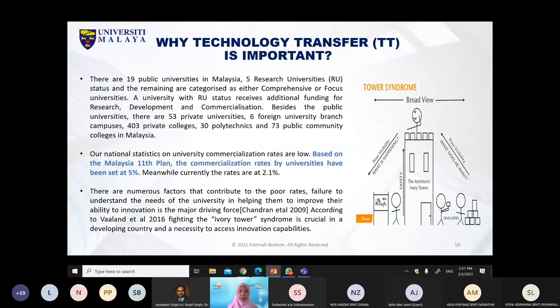Failure to understand the needs of the university in helping them to improve their ability in innovation. And according to Valent 2016, the fighting for ivory tower syndrome. So this is crucial in a developing country, and there is a necessity to assess innovation capability. We look far-sighted, but we do not look at the near-sighted around us.